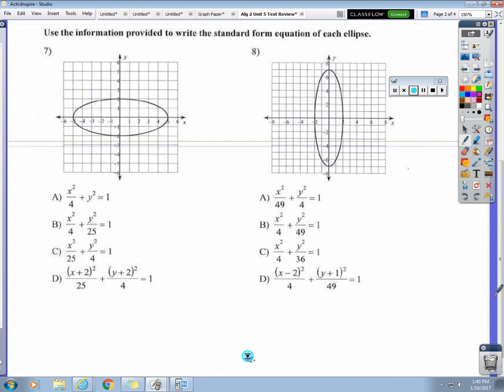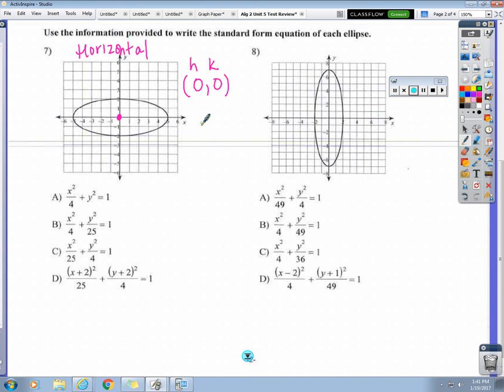Use the information provided to write the standard form equation of an ellipse. Okay, for this ellipse, where is the center of it? Right, the origin, which is 0, 0. So that's your h and your k. So what type of ellipse is it? Horizontal, because it's wider than it is tall. So when I look at my formula sheet, a horizontal ellipse is x minus h squared over a squared plus y minus k squared over b squared equals 1.